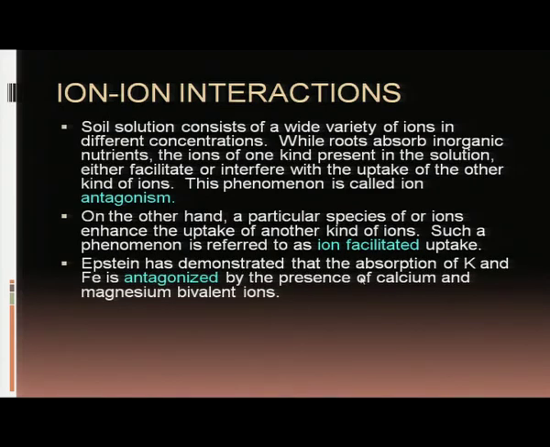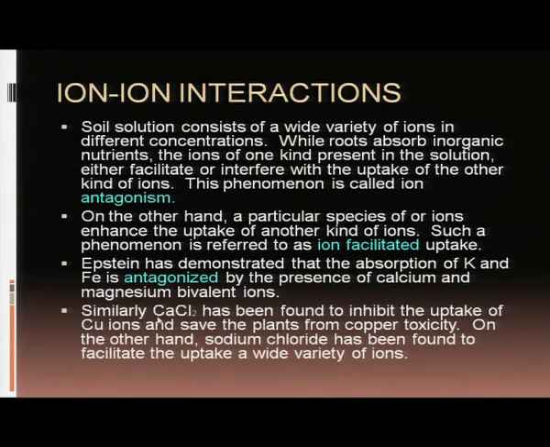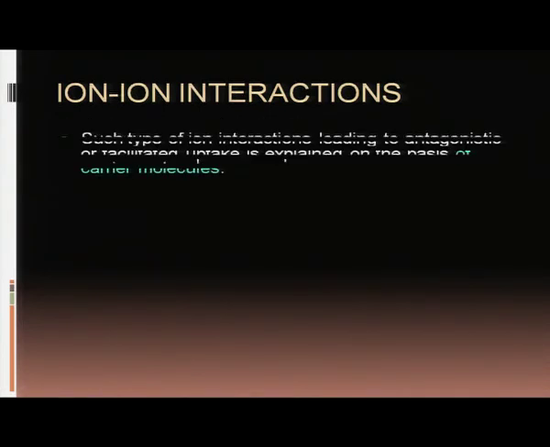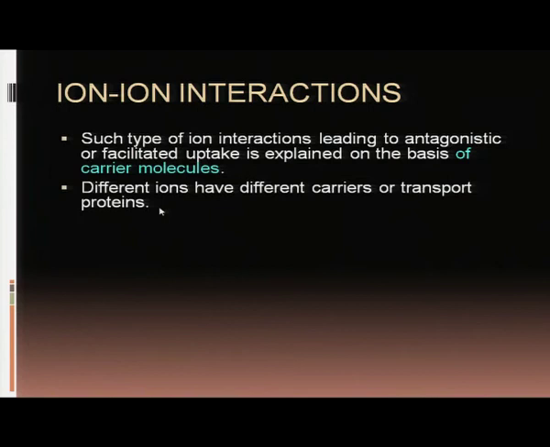Epstein had demonstrated that absorption of potassium and iron is antagonized by the presence of calcium and magnesium ions. Similarly, calcium chloride inhibits the uptake of copper ions. On the other hand, sodium chloride facilitates the uptake of a wide variety of ions. Such ion interactions are explained on the basis of carrier molecules. We studied antiports and symports, we are talking about them here only.